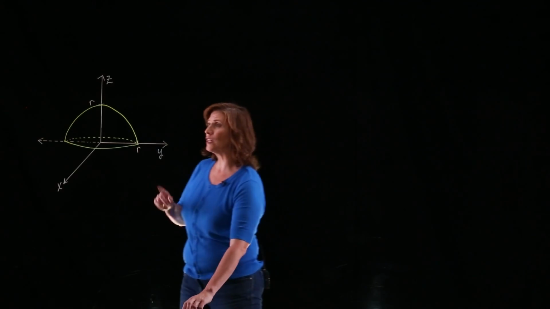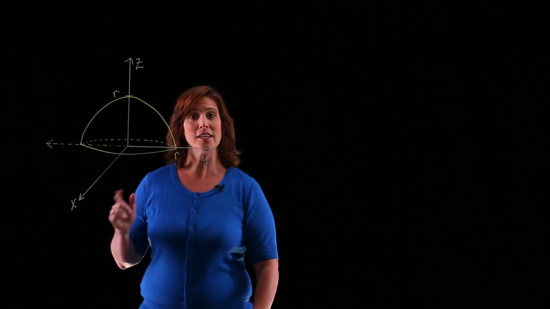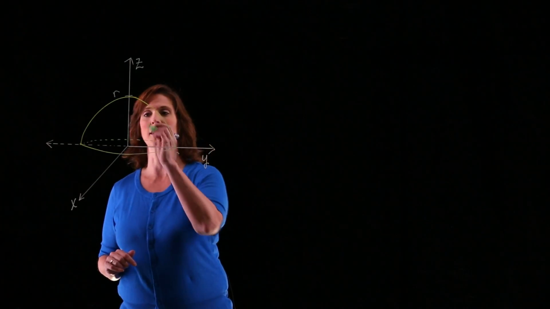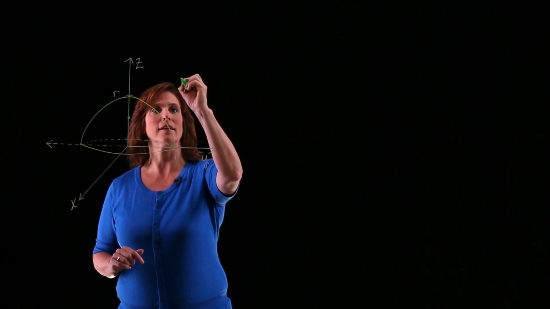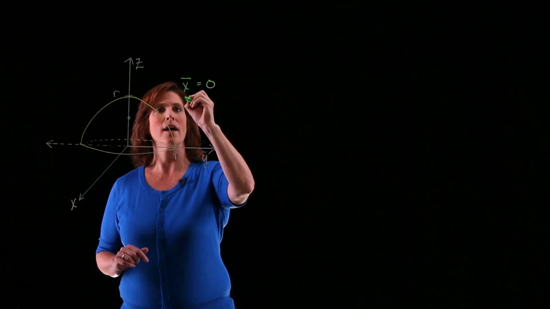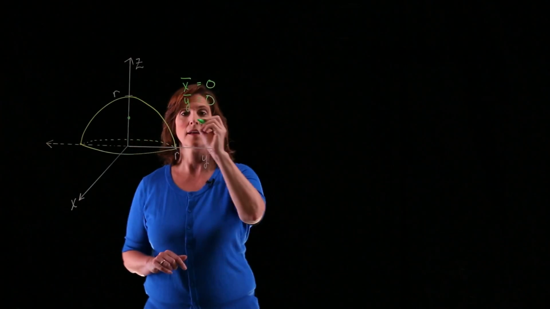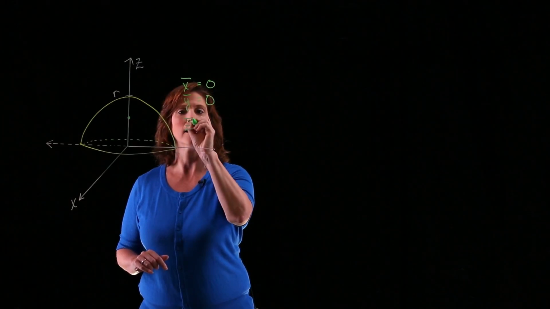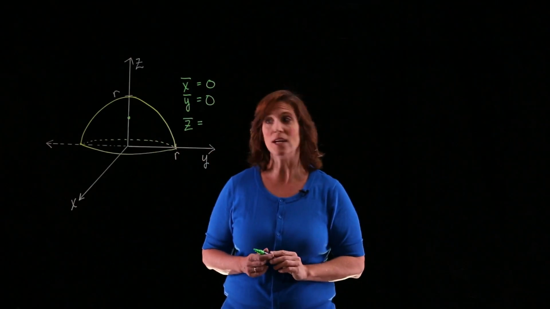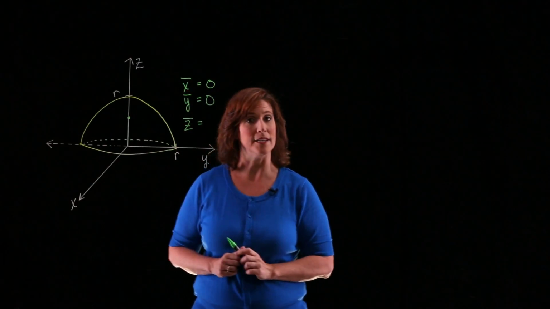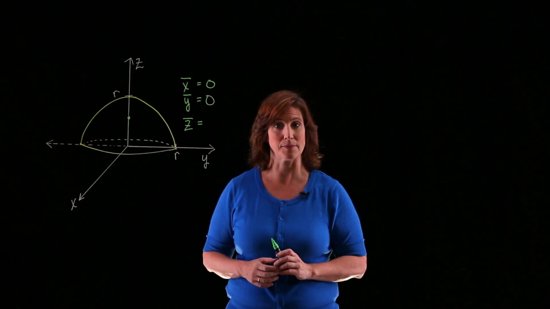Okay, so when I take a look at my solid, the first thing I notice is that because of symmetry, I can tell that the center of mass will have an x-coordinate of 0 and a y-coordinate of 0 as well. The only piece missing is that z-coordinate. How high up do I need to go to get to my center of mass?